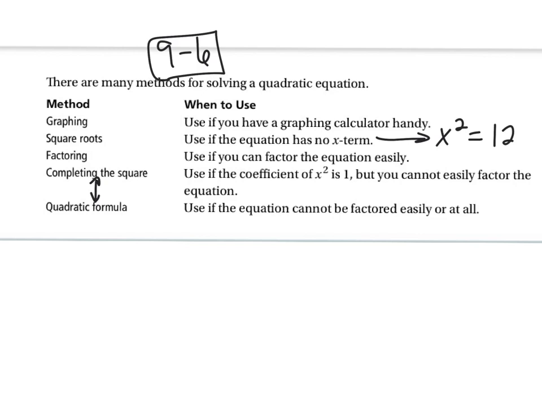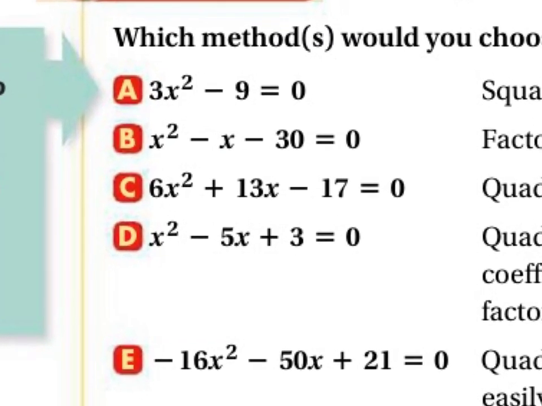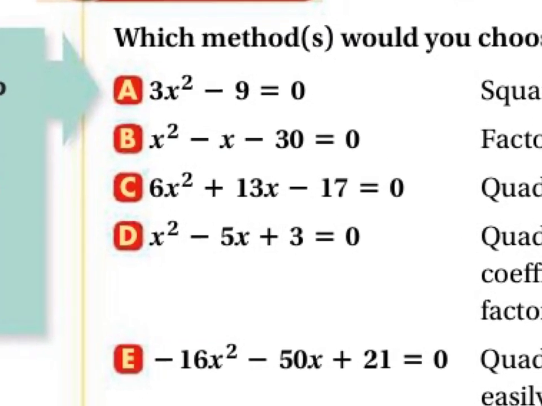If you want to use a little bit of both of them just to keep practice up on both options, that's fine. So problem 3 asks which method or methods would you choose to solve each equation and explain your reasoning. So if you look at this on A, there's no x term, so easiest there would be doing square roots. In other words, we could add 9 on both sides, divide by 3, square root plus or minus, and we'd get our answer.